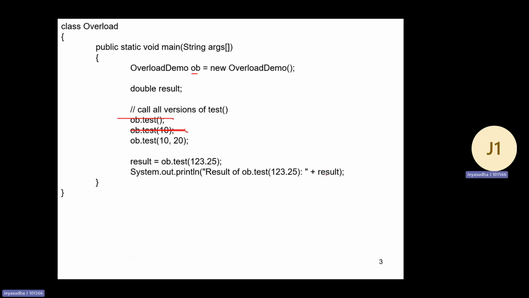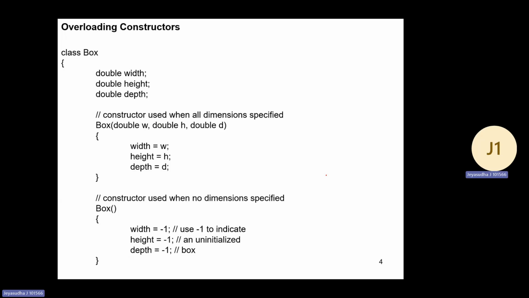So this is how the method overloading works. So we will move on to the second type, that is called constructor overloading. What you have learned in method overloading, we have the same name. We can have different parameters. We can have different data types. That is how we have learned it in method overloading.